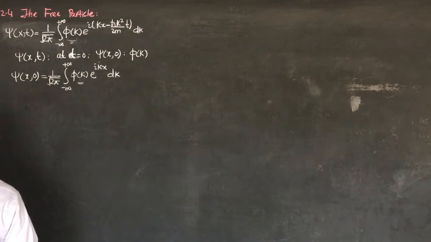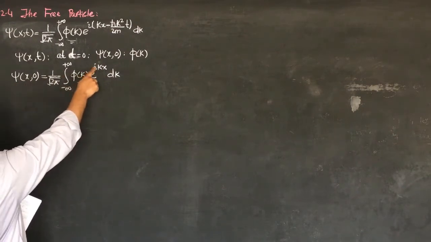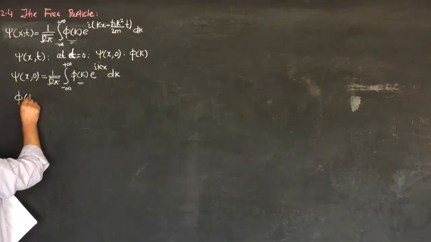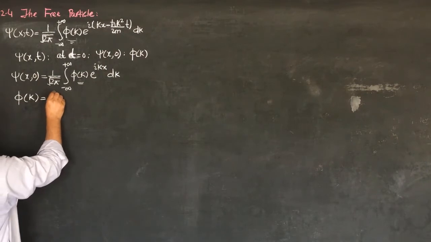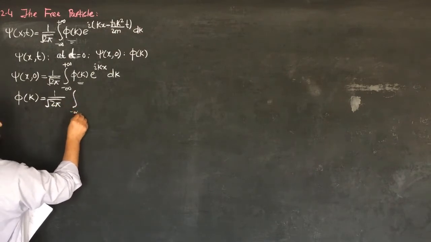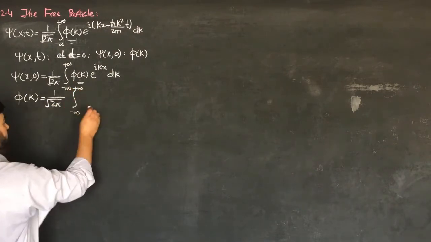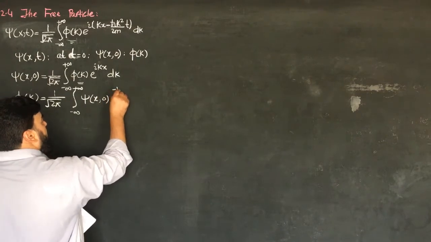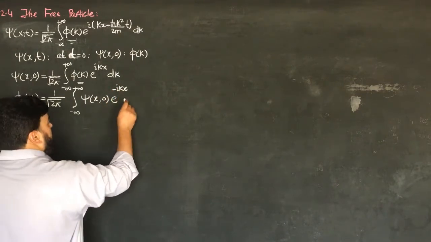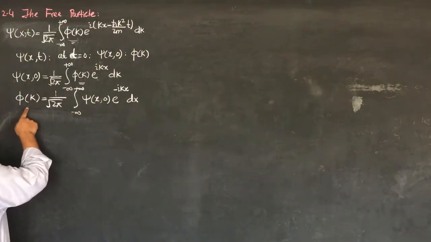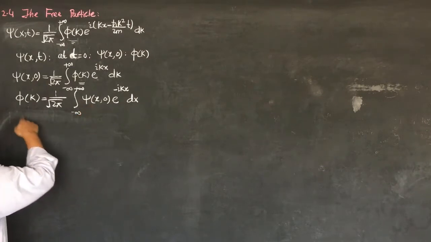Now how to get φ(k)? I can write that if I multiply this with e^(-ikx), then φ(k) is equal to 1 over 2π integral from minus infinity to plus infinity of ψ(x,0) e^(-ikx) dx.